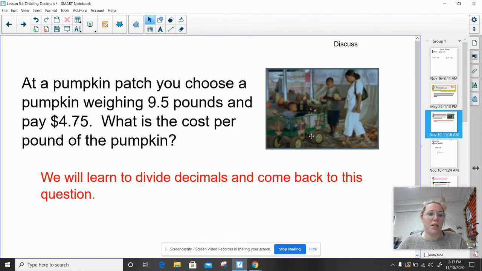This problem right here says at a pumpkin patch, you choose a pumpkin weighing 9.5 pounds and pay $4.75. What is the cost per pound of the pumpkin? So if we estimate this, $4.75 for 9.5 pounds, if we divide this like $5 divided by 10, it would be about 50 cents per pound. So what we're actually going to do is come back and do this problem at the end after we learn how to really divide decimals.